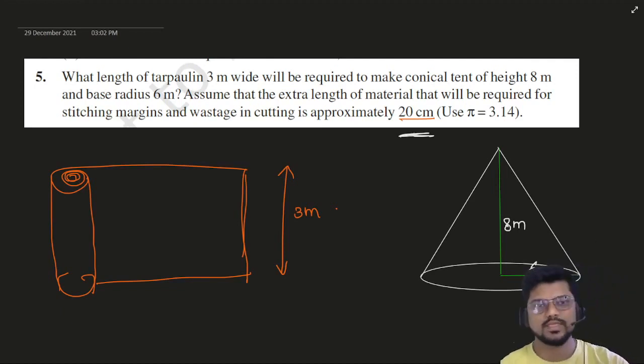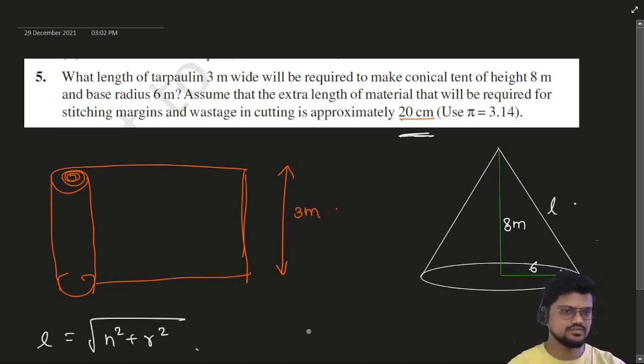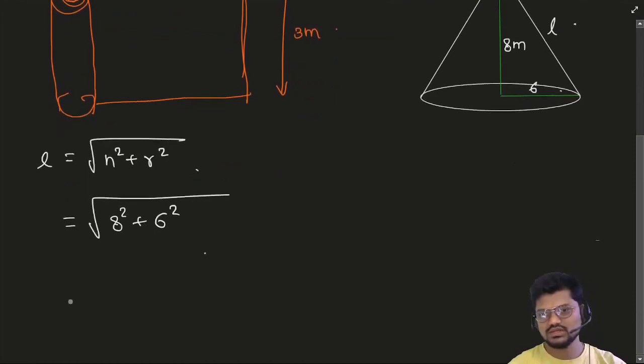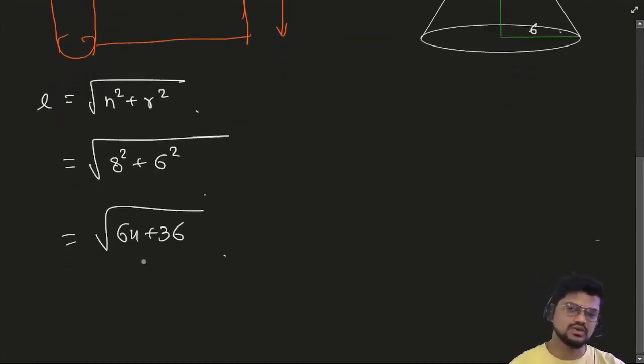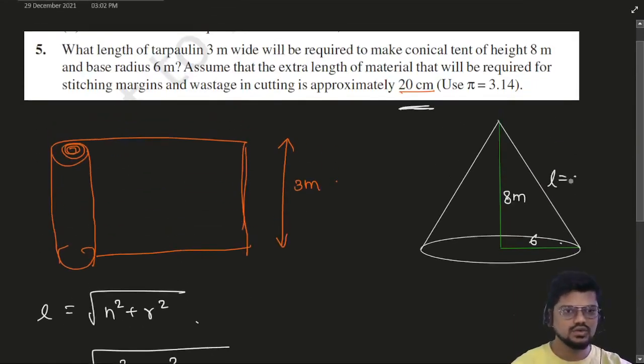If this is 8, this is 6. First we have to find the slant height. So L will be equal to under root of h square plus r square, right? Under root of 8 square plus 6 square. So 8 square is 64 plus 36, that gives you 100, and square root of 100 is 10. So the slant height of the cone is 10.